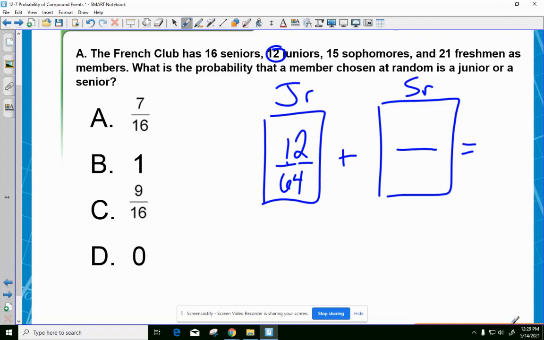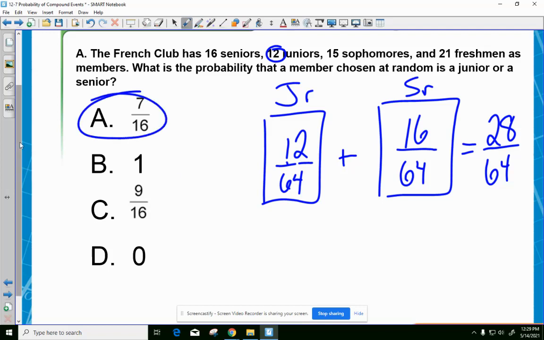Now over here, this isn't like pull one, keep them. The question is, what are the chances that I get a junior or a senior? So it's still out of 64, and then this number would be 16. Now your denominators match. Okay, so we can add that together. So we end up with 28 out of 64. Now that's not one of my choices, but if I reduce it, I get 7 out of 16.